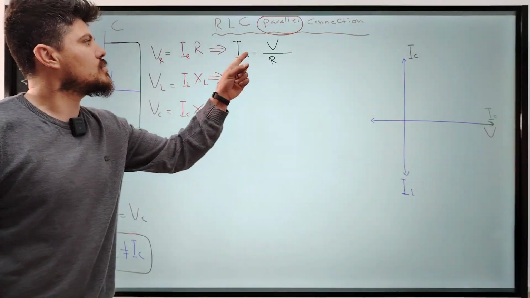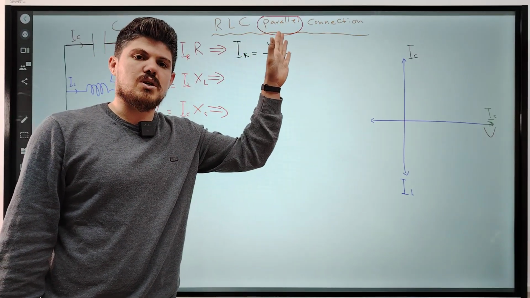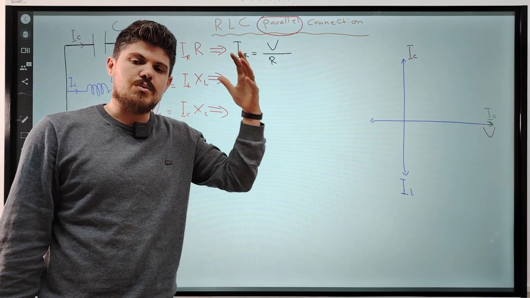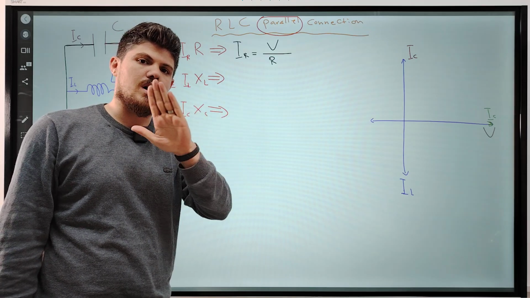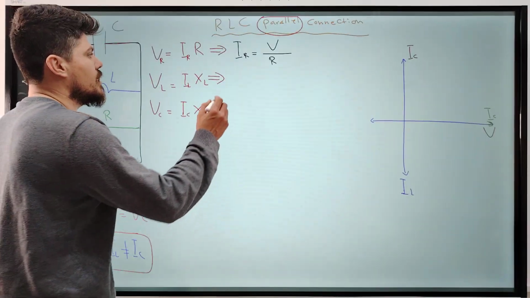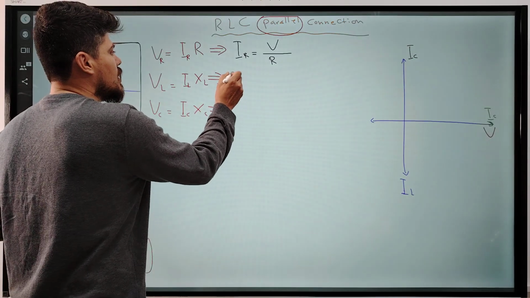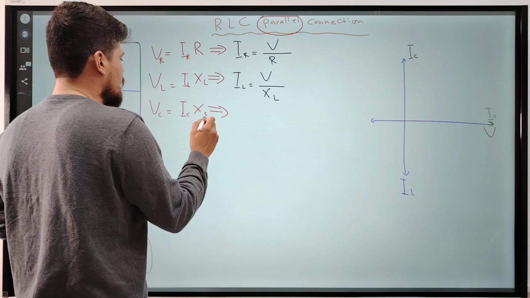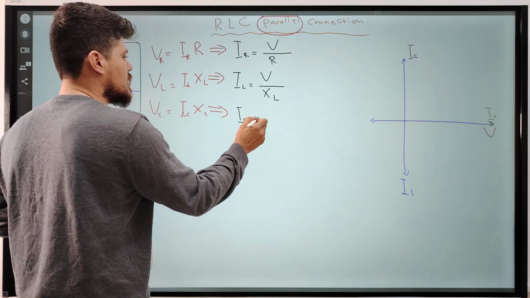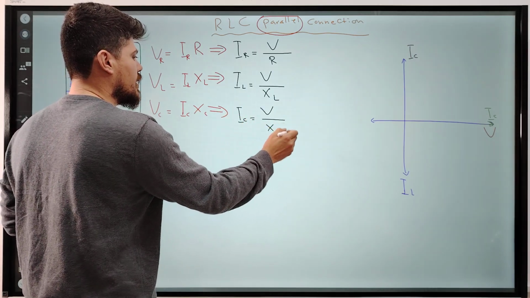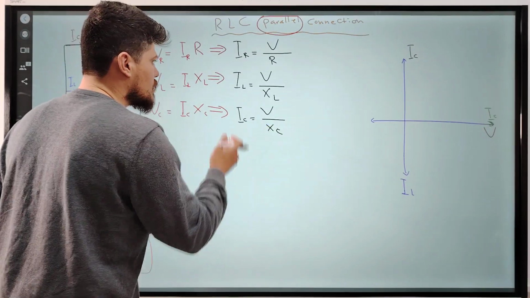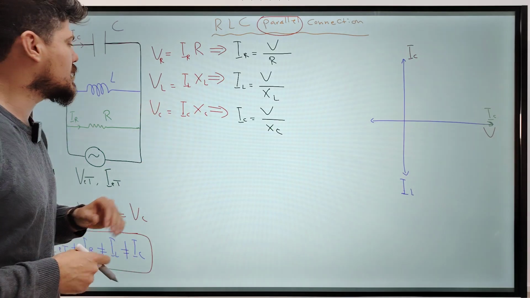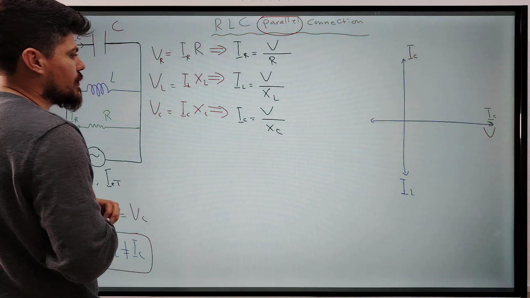So you are not required to write potential difference across R, potential difference across L, potential difference across C. Why? Because the values of potential difference are equal. There is no difference between them, okay? And the current across inductance is equal to V over X_L. Current across capacitance is equal to V over X_C. Okay? So by this way, you can find the value of the current at each instant or at each circuit.